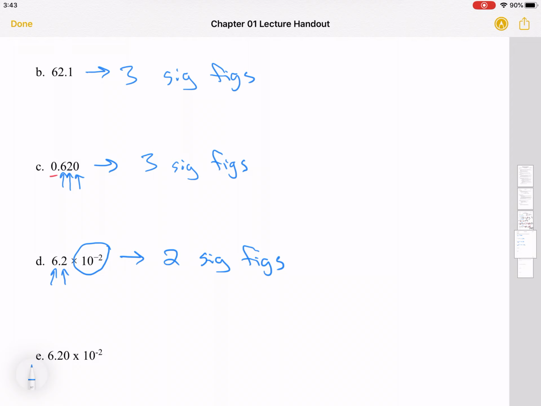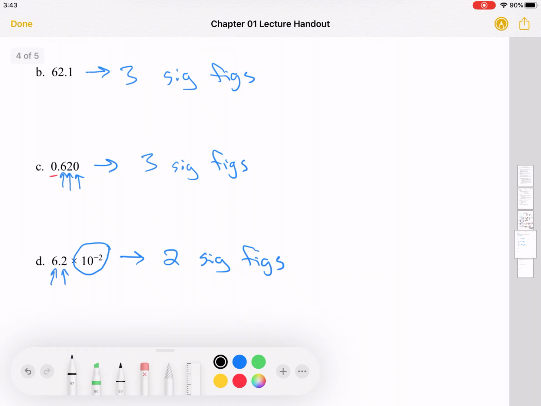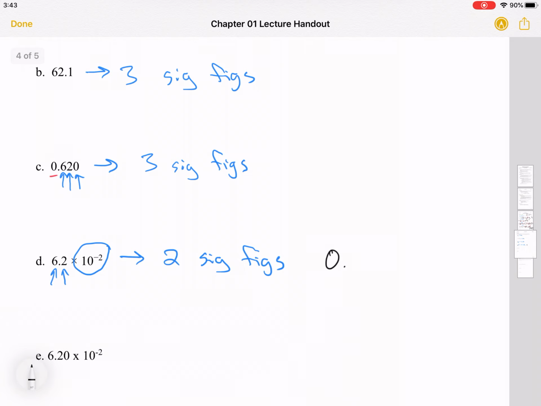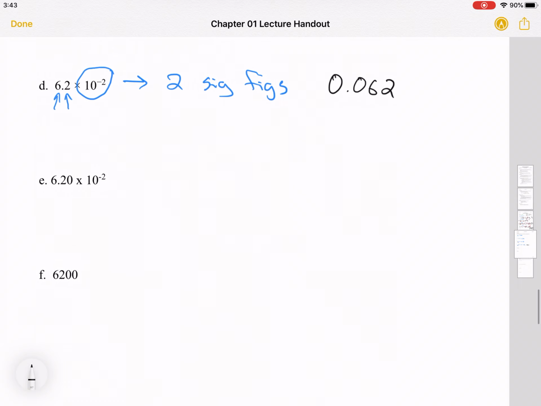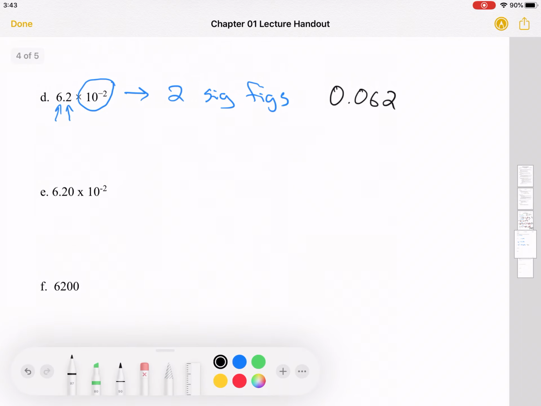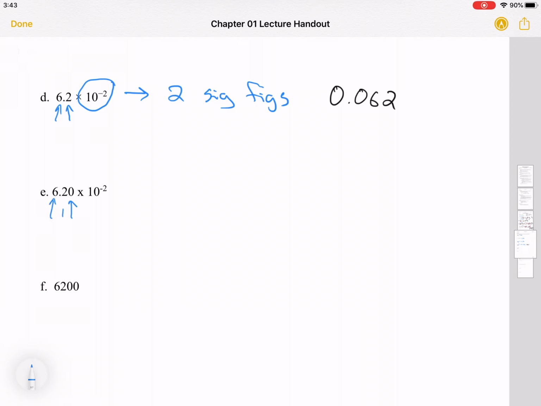6.2 times 10 to the minus 2, which would be, if we're keeping track, 0. So we move that decimal 2 places. So 0, 6, 2. Okay. So letter E is the same number, but look, it's got an extra 0 in it, and that extra 0 is not showing me where the decimal is, right? So it is significant. That's 3 sig figs.